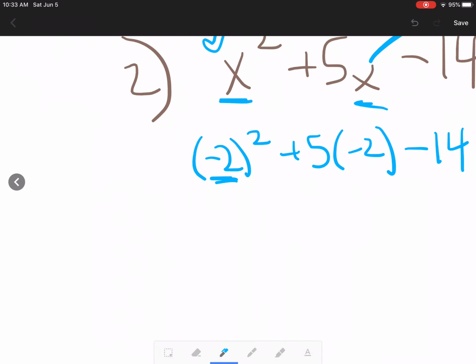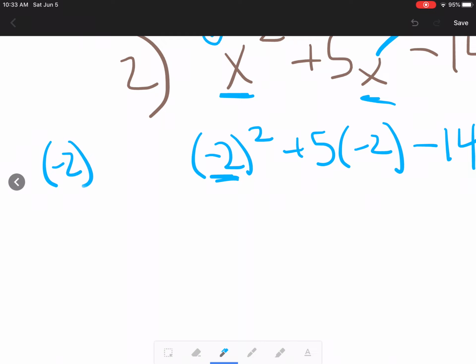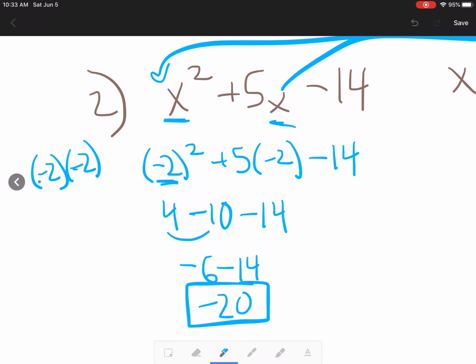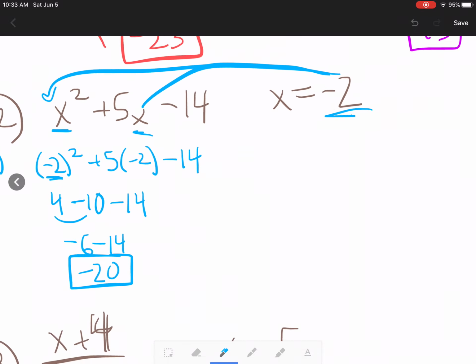This is the same thing as saying negative 2 times negative 2. As a result, the negative 2's are going to become positive 4. So again, this is where parentheses help us out. Minus 10 minus 14. So notice how we're again working on funneling down our work. We'll work left to right. 4 minus 10 is negative 6. Minus 14, negative 20.